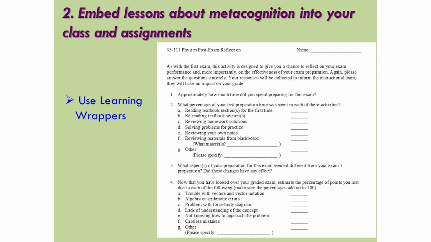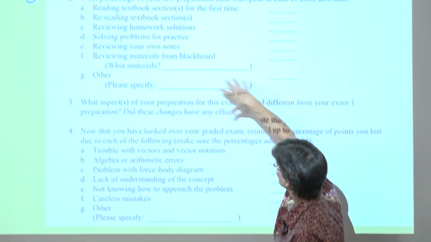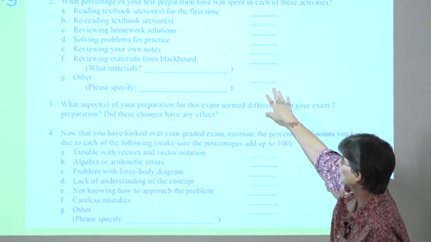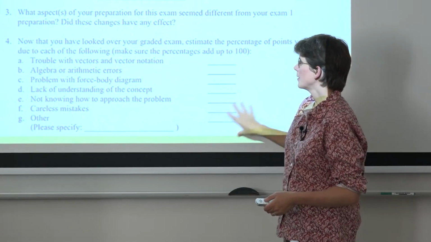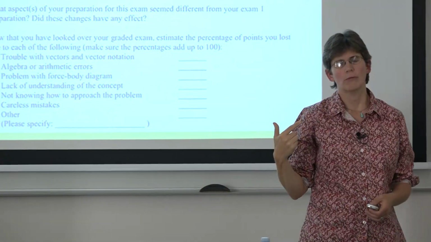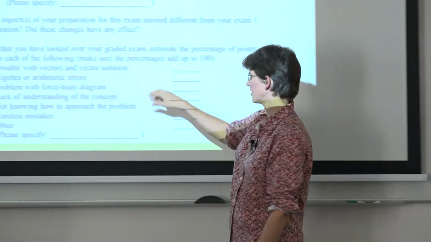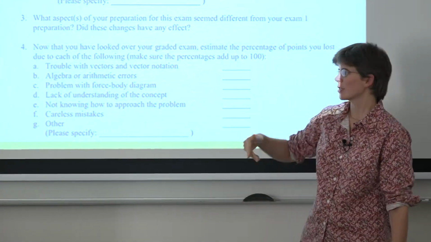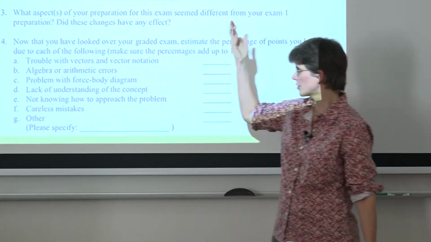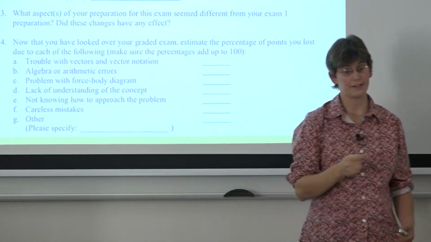Were you reading? Were you practicing problems? Were you reviewing your notes? And so on. So they asked them to do that. And then they asked them, look at the questions you got wrong. Why did you get them wrong? Did you get them wrong because you were messing up the vector notation, or because you made arithmetic errors, or because you didn't understand the concept?